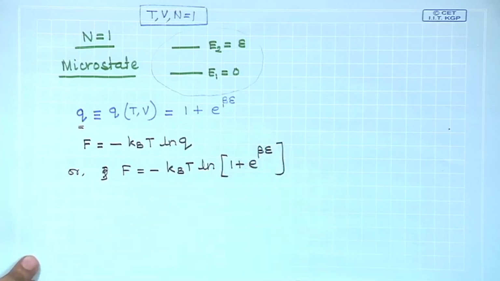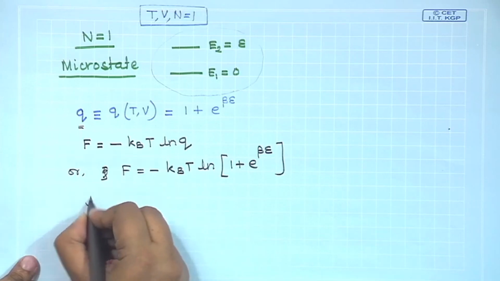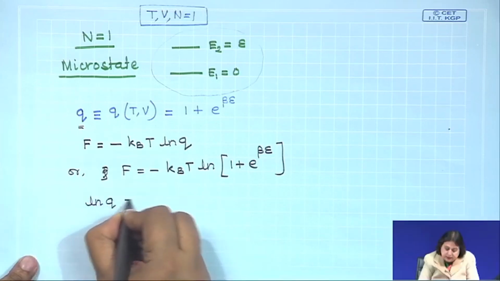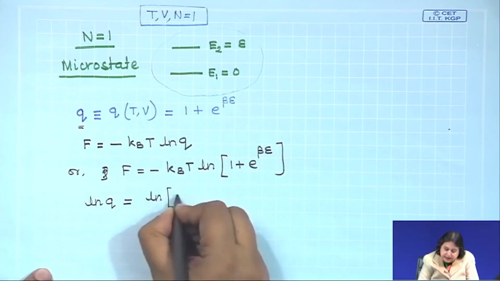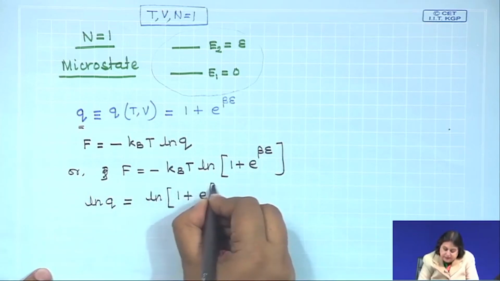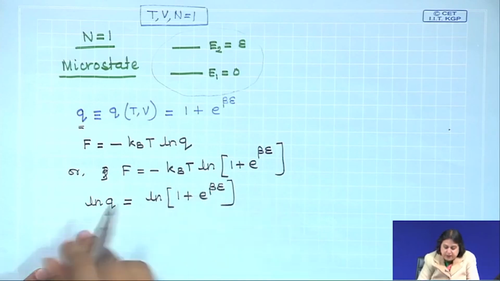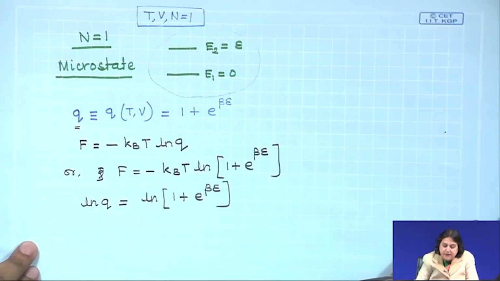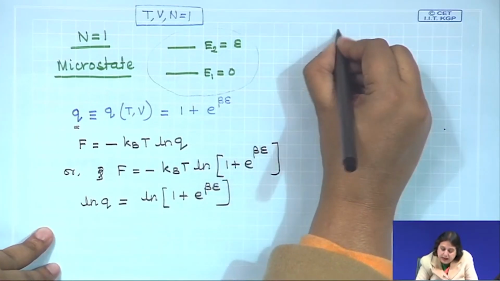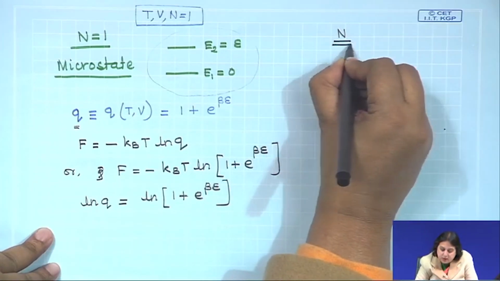Okay. Now, since I know things like ln Q, of course, I can find out all other thermodynamic properties, because that can be obtained as a derivative with respect to this ln Q. Is that correct? Yes.